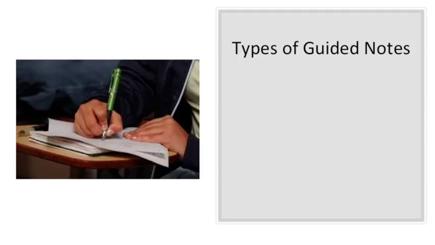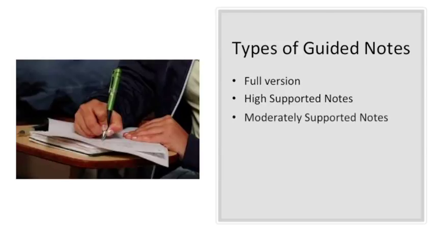So what types of guided notes are there? Well, you can provide students an actual full version of your notes. You could give them what's called highly supported notes. This is where you take just a few words, a few key phrases, leave those off, and students would have to fill those in as they come up during class. When it comes to moderately supported notes, this may just be a couple of key words that help them keep focused during the lesson, and they're responsible for filling in the majority of the information.